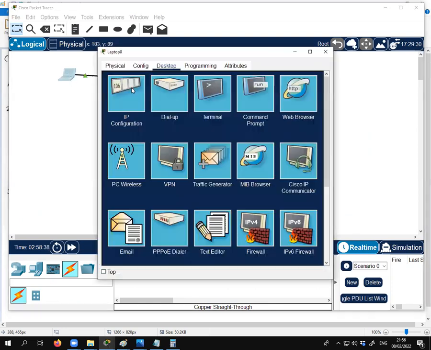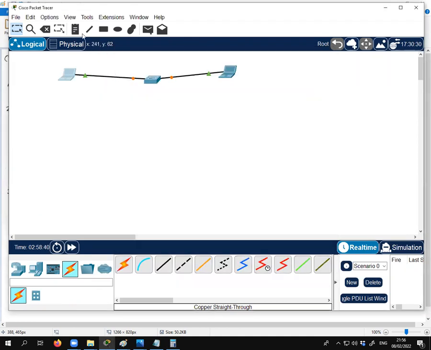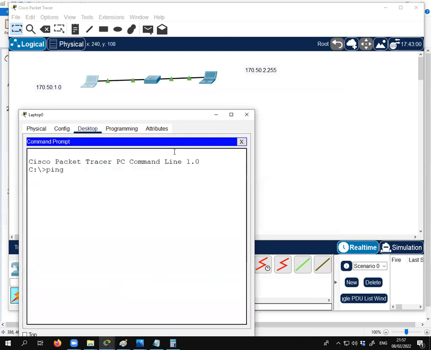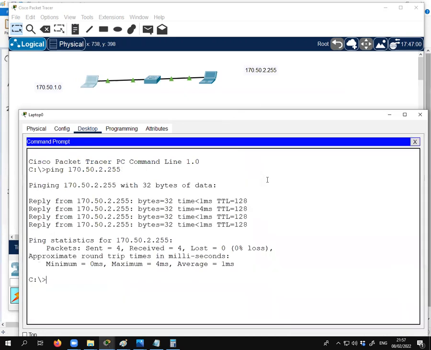So what did I say? This was 170.50.1.0. Okay, so I'll just put that in. And this one here is 170.50.2.255. Okay, those are the addresses that we gave them. Let's go into a PC. I'm going to ping 170.50.2.255. Okay, ping fine. So it's a valid host address.